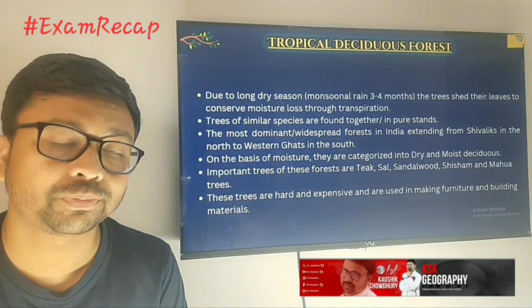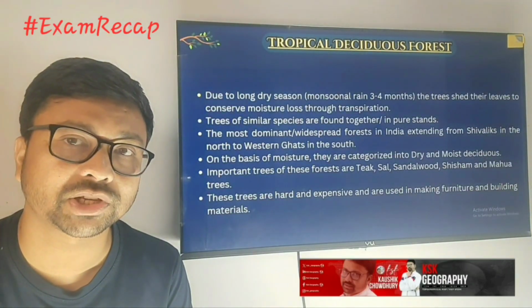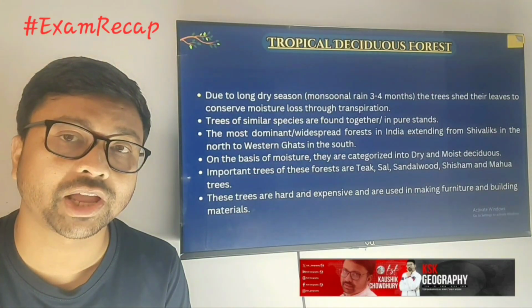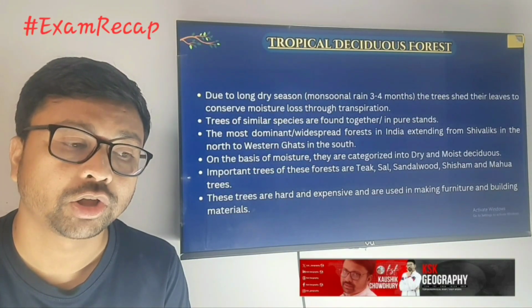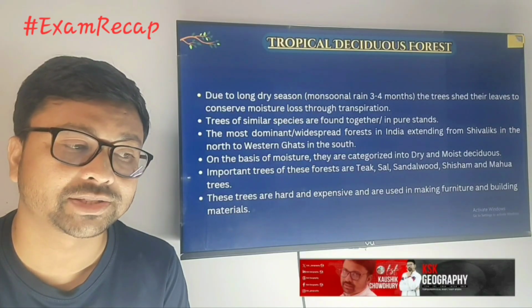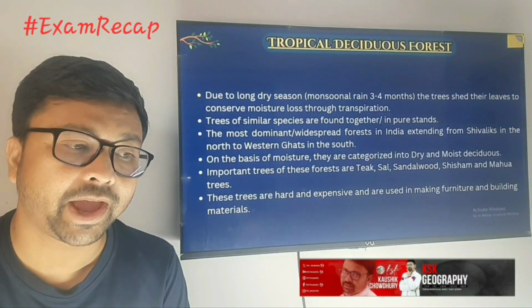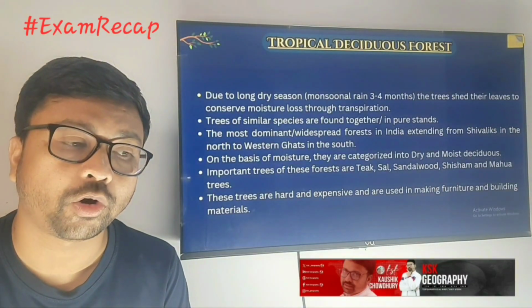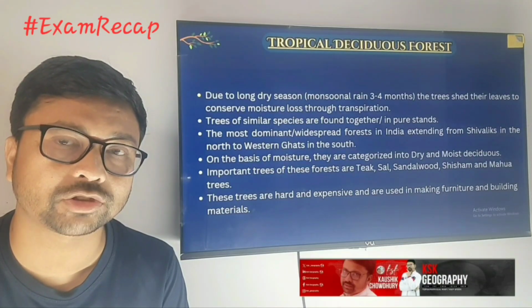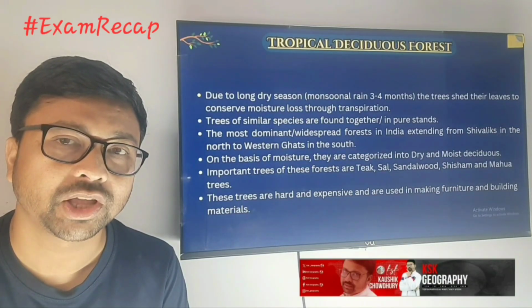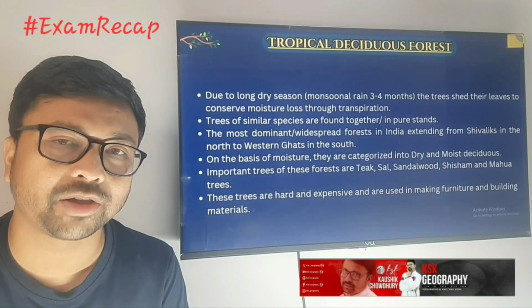So here, what are the features of tropical deciduous vegetation? These trees shed their leaves all together during the dry season. So the trees will be leafless during the dry season, and these trees will be found all together. It means pure stand, and in this type of vegetation, the trees are a little bit far away from each other.